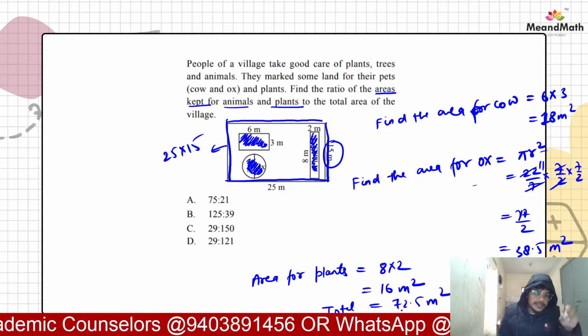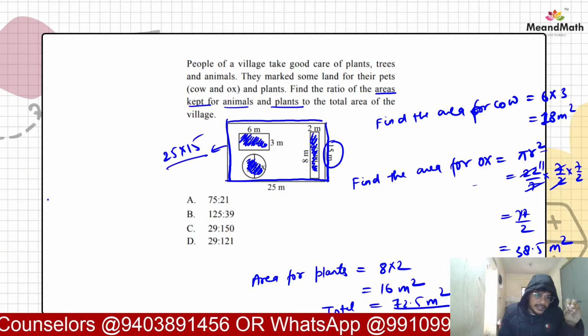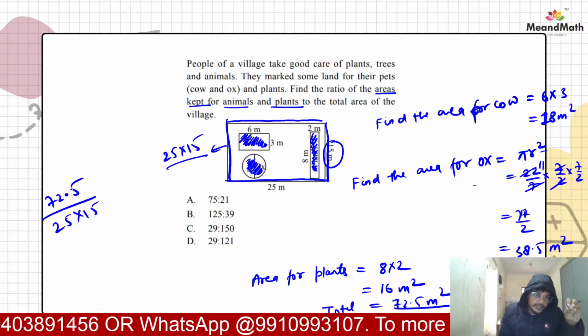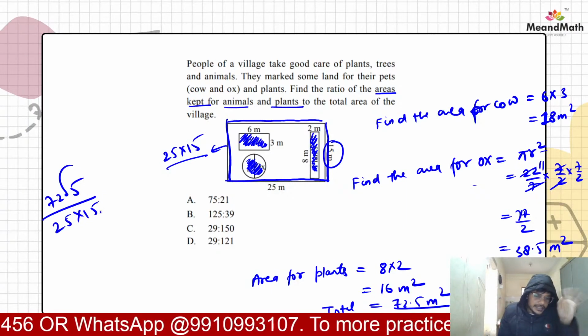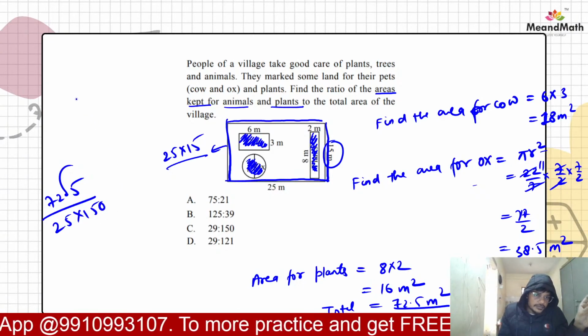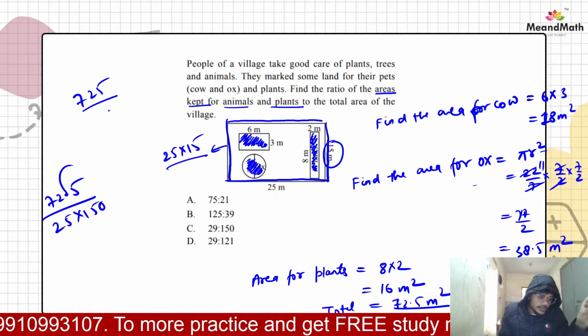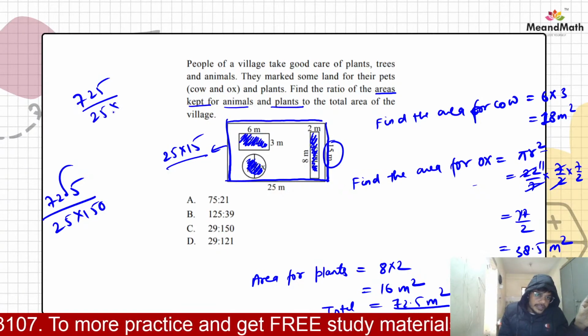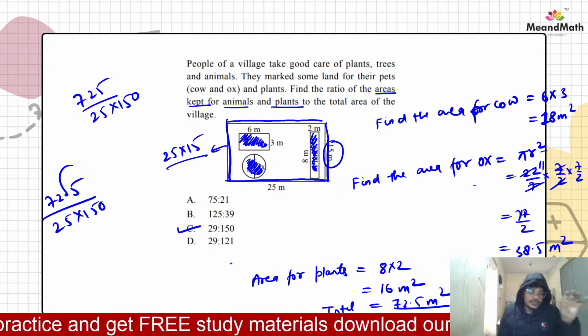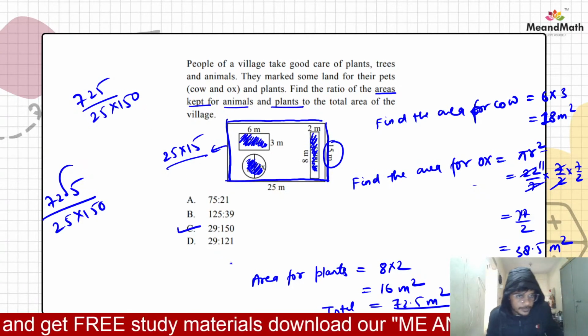Now you need to find the ratio of this and this. That would be 72.5 upon 25 into 15. Now, remove the decimal and add one zero, right? And solve this question. That would be 725 upon 25 into 150, right? And you can solve this. You will be getting the answer equals to 29 ratio 150, right?